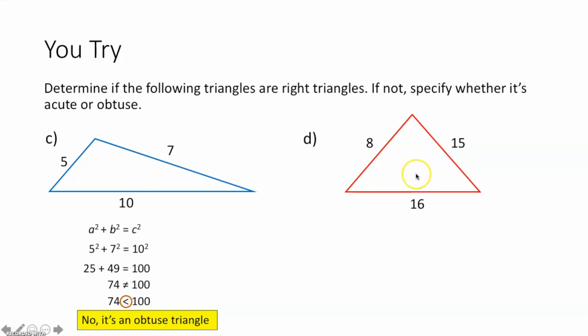Over here, we again choose our longest side to plug in for our C value. 16 is going to go in for C, 8 goes in for A, 15 for B, or vice versa.